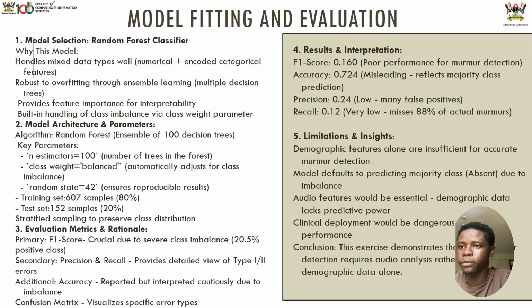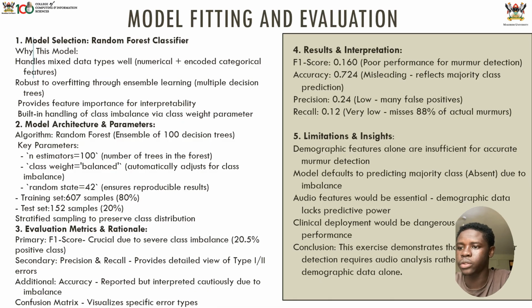Then the fourth point, which is results and interpretation. Here you have F1 score 0.160, which is poor performance for murmur detection, accuracy 0.724, which is misleading and reflects majority class prediction. Then precision is 0.24, low, with many false positives. For the fifth point, limitations: demographic features alone are insufficient for accurate murmur detection. The model defaults to predicting the majority class due to imbalance.